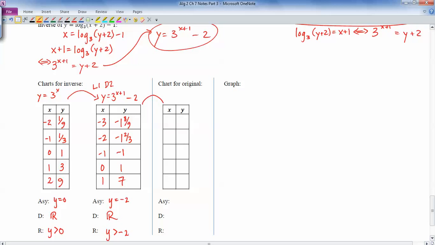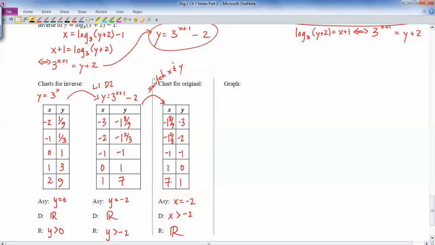Okay, to get the original, remember this is the inverse. So to get the original, switch x and y. Okay, so now I've got negative 1 and 8/9, negative 3. Negative 1 and 2/3, negative 2. Negative 1, negative 1, 1, 0, 7, 1. If you switch x and y, the asymptote's no longer y equals negative 2, it's x equals negative 2. Instead of y is greater than negative 2, we have a domain of x is greater than negative 2. Instead of the domain being all real numbers, now the range, the y values are all real numbers.